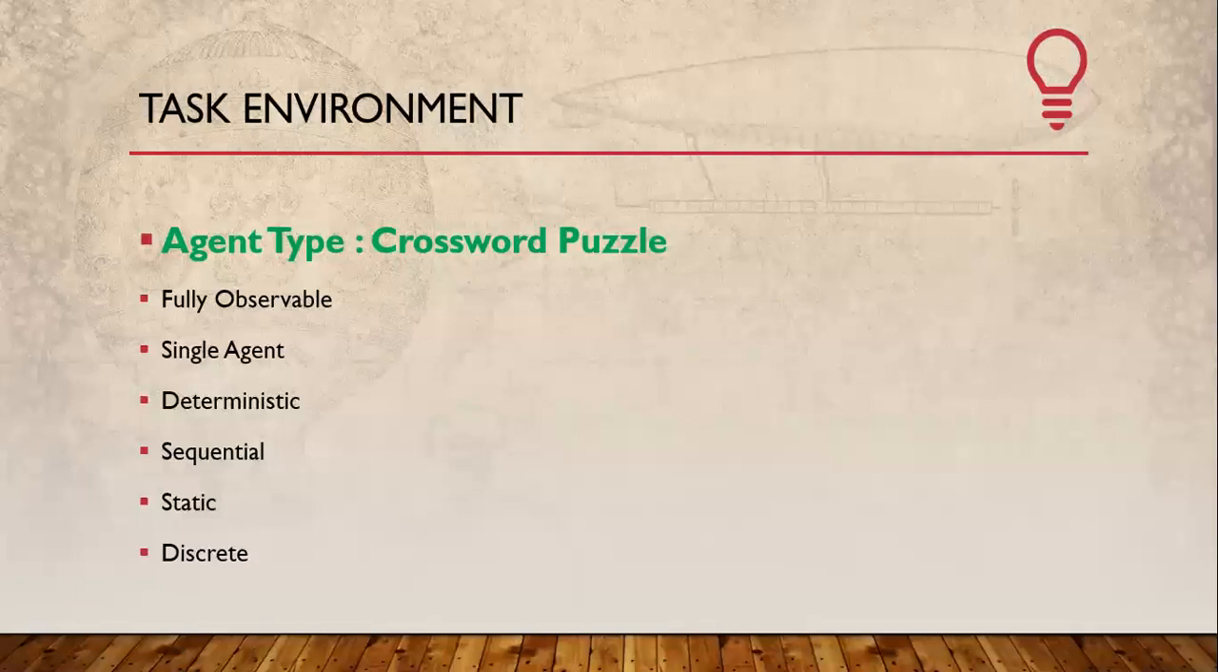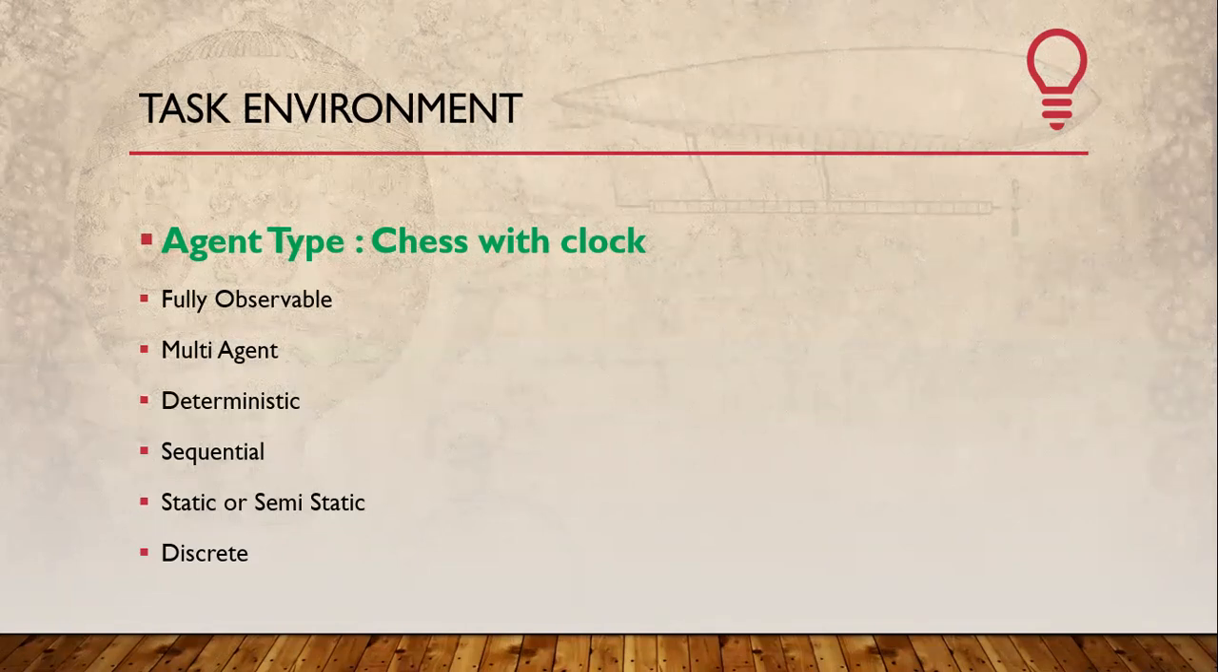Yes, so that was the very first agent type example. Going forward, the next agent type will be chess with clock. When you say chess with clock, it means a time constraint is being put. When we don't put the time constraint, it will be simply playing chess, and at times the whole process of executing it may take a lot of time, and that's why certain restrictions are put into this agent type.